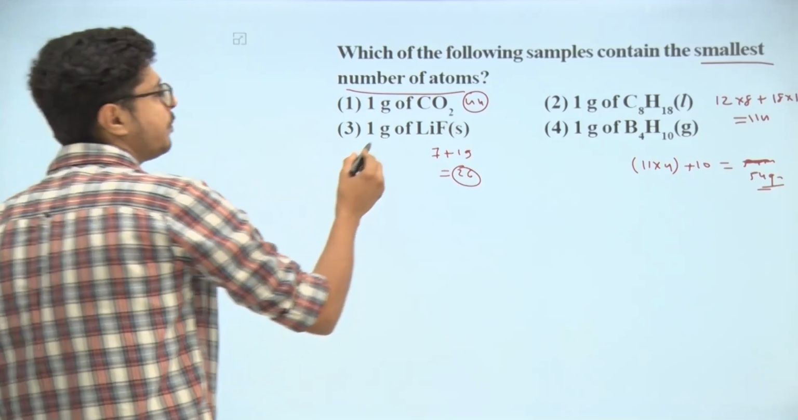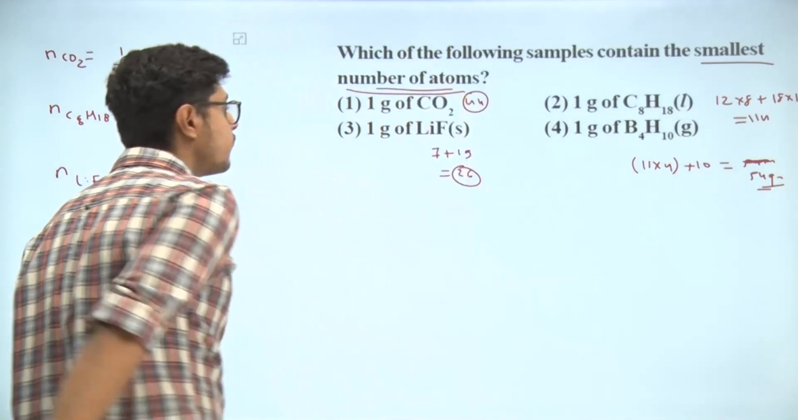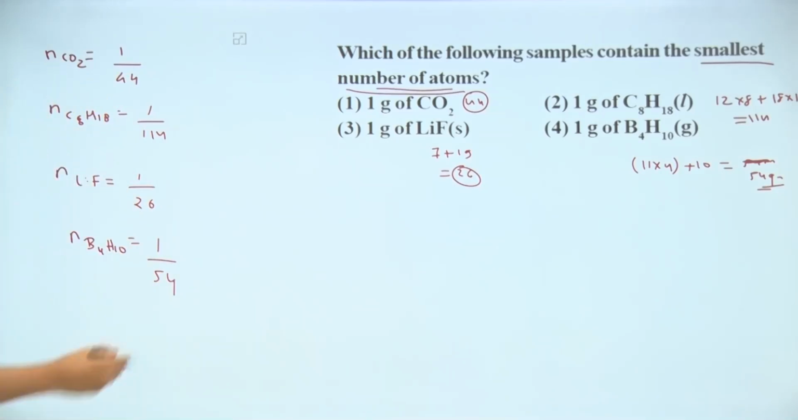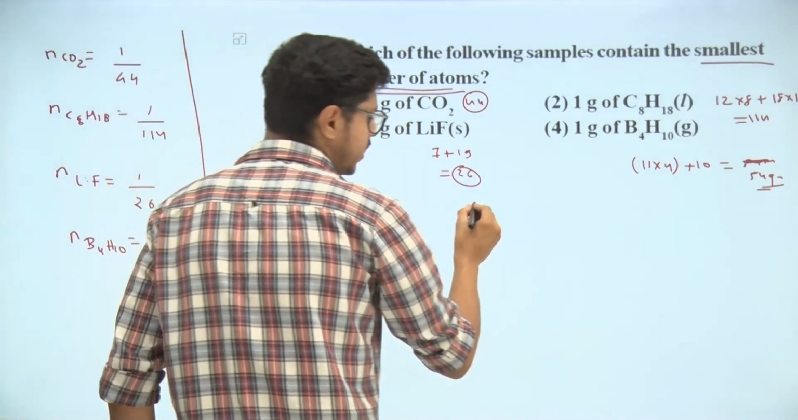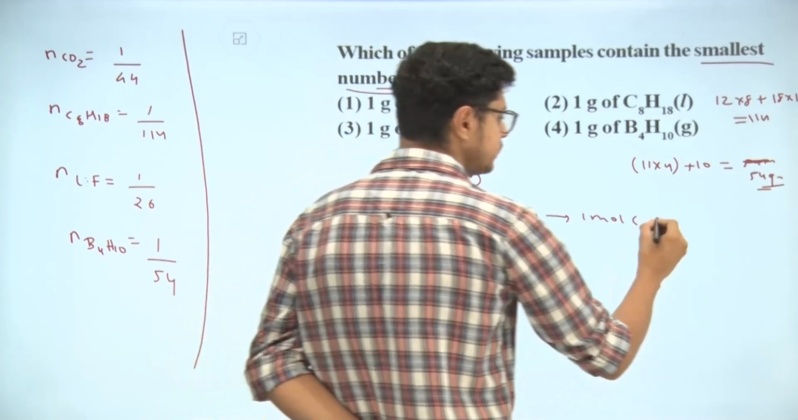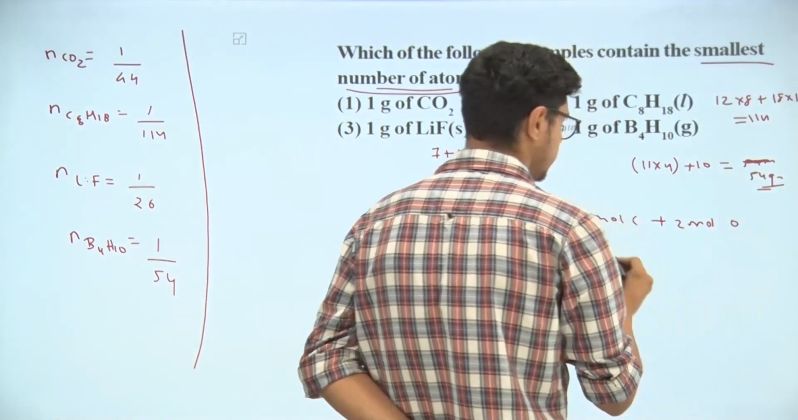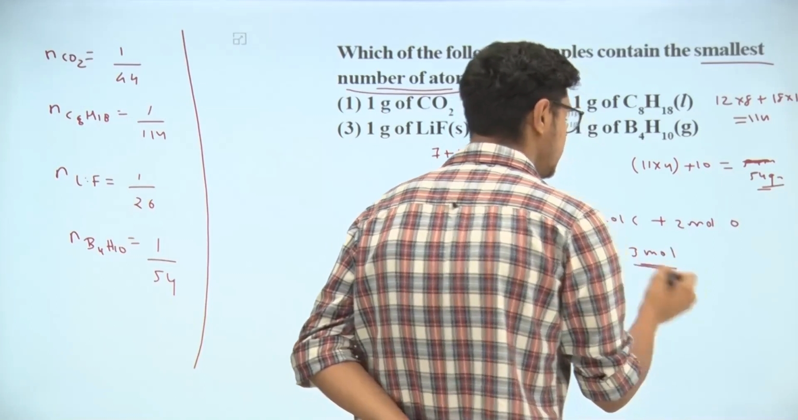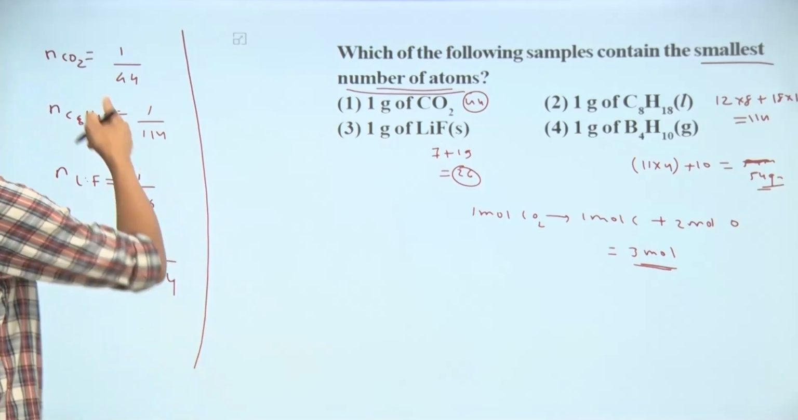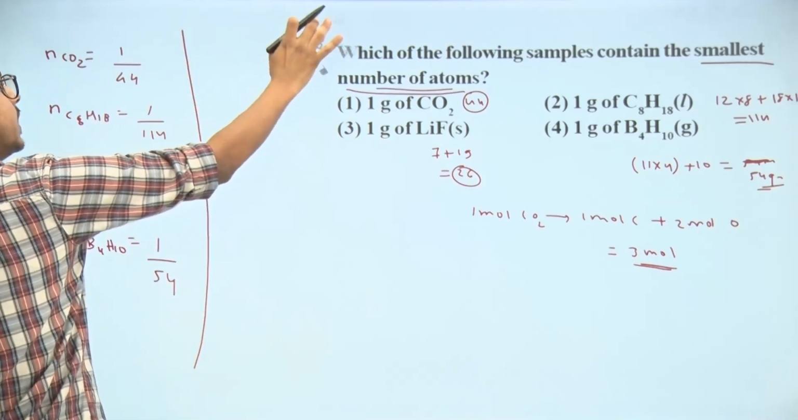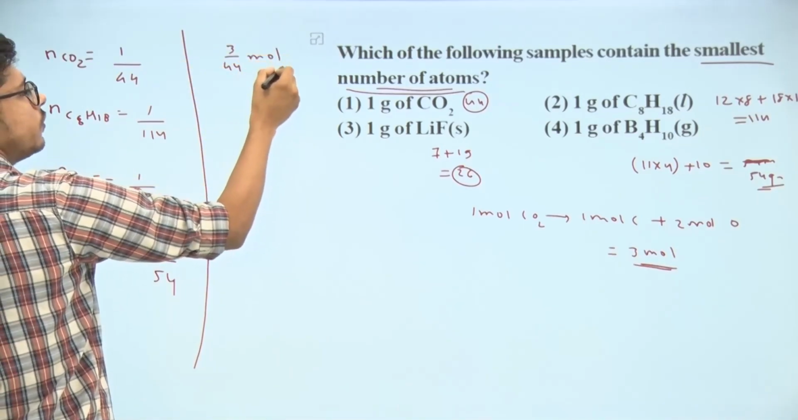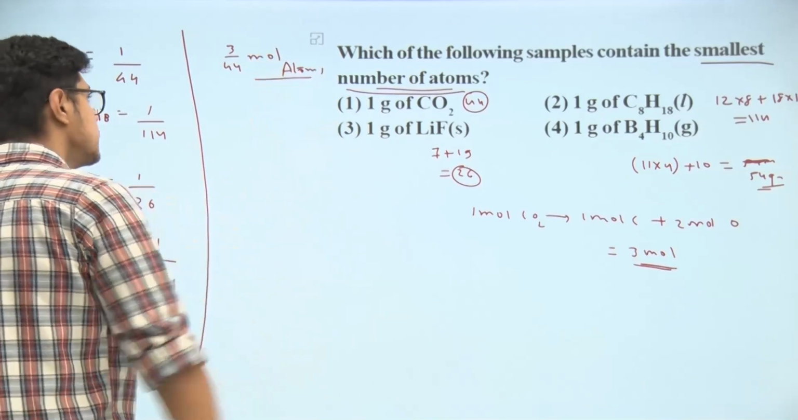Okay, so first of all, we need to find the number of atoms. So here you can see in 1 mole of CO2, we have 1 mole carbon plus 2 moles oxygen, total 3 moles of atoms. In 1 mole of CO2 we have 3 moles of atoms. So in 1 by 44 moles, the total number of moles of atoms will be 3 by 44 moles of atoms.